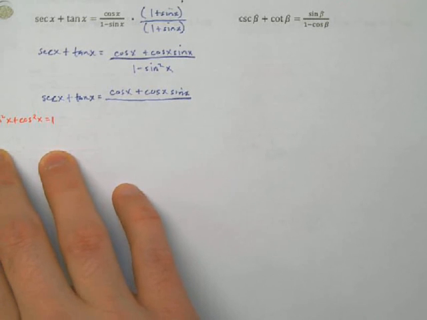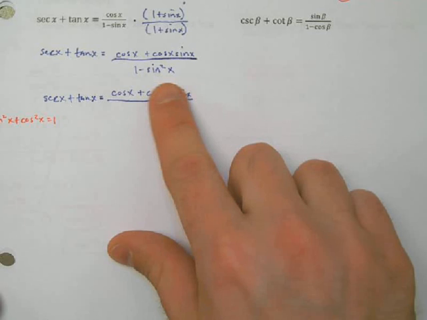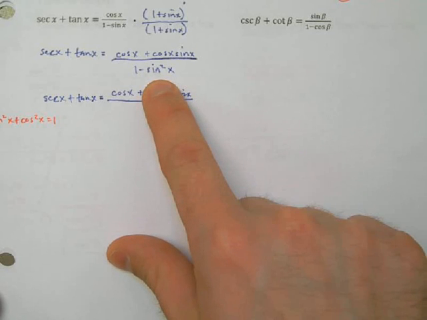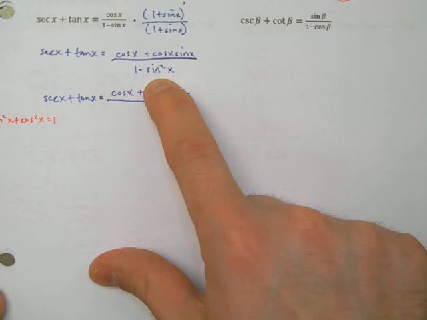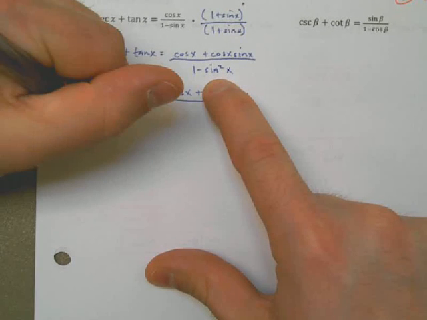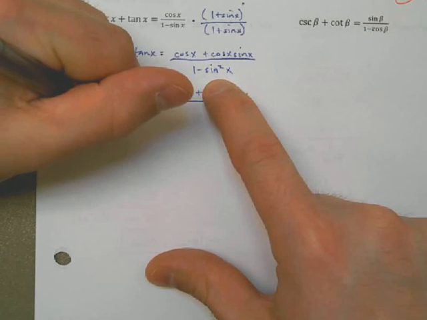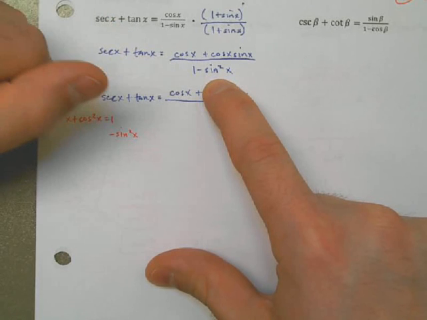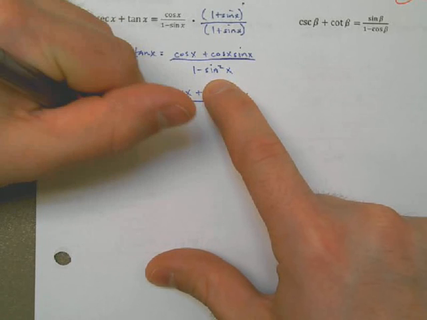And what do you know? Look at the left hand side. 1 over cosine is the same thing as secant. And sine over cosine is the same thing as tangent. And I've just verified the identity.